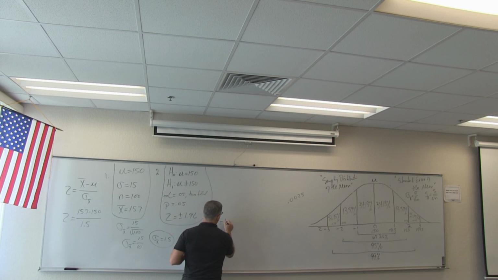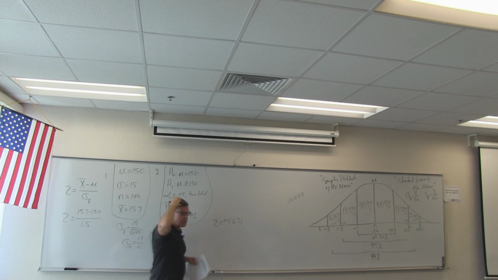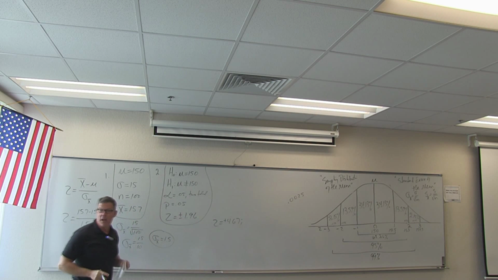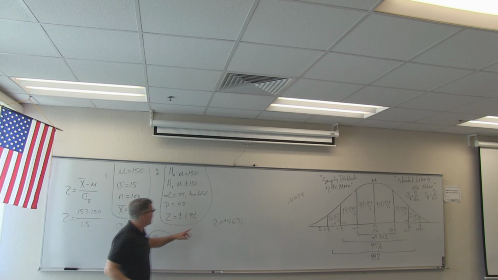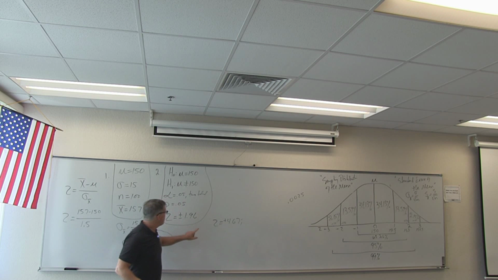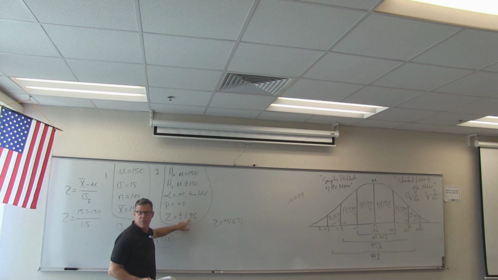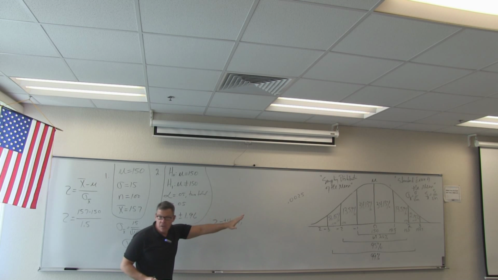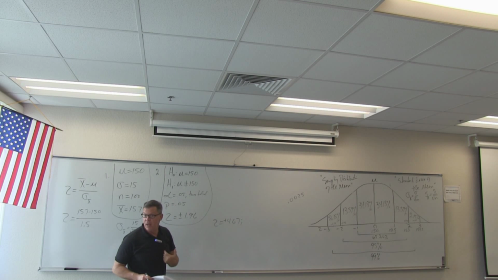4.67. Positive 4.67. Okay, now let's formally make the decision using the critical value approach in the book. We compare the calculated statistic to the critical value. We see it exceeds it, therefore our decision would be to reject the null. If a calculated test statistic exceeds the critical value, there's another test question, by the way.